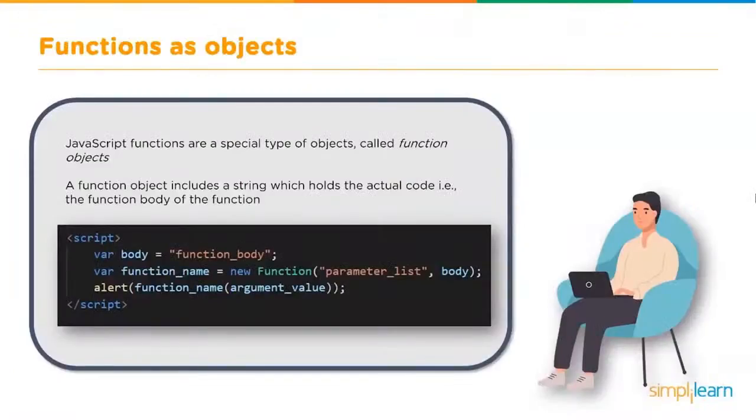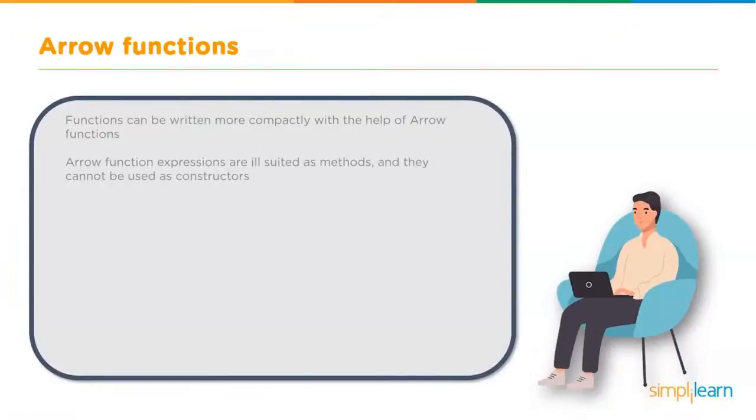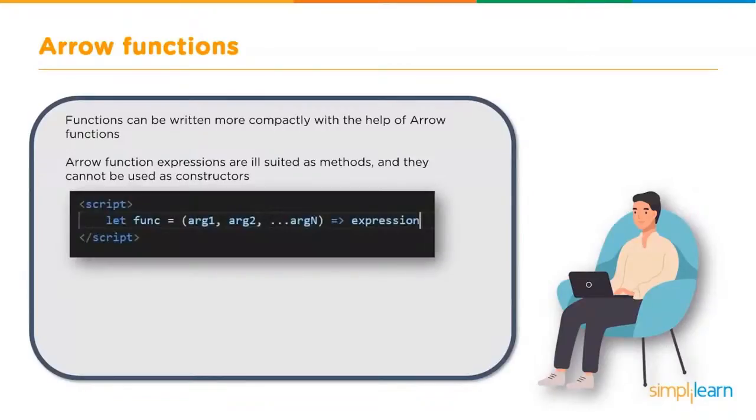Moving on to our next concept, arrow functions. Now functions can be written more compactly and more precisely with the help of arrow functions. Alright, now arrow function expressions are ill-suited as methods and they cannot be used as constructors. Now also while using arrow functions, using const is a safer option because a function expression is always a constant value. So this is the syntax.